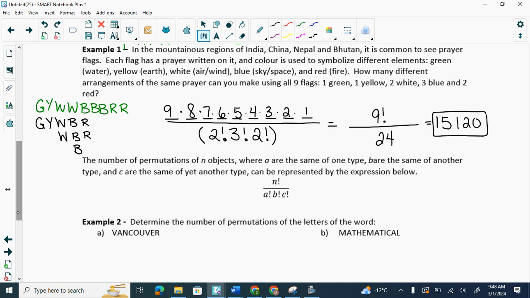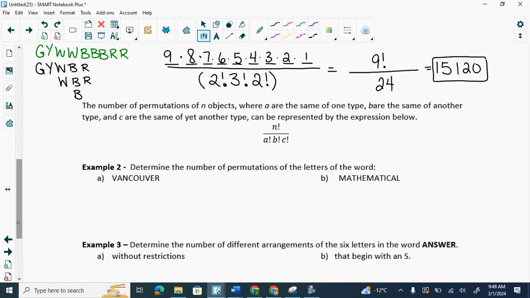So here it justifies that. The number of permutations of n objects where A are the same of one type, B are the same of another type, and C are the same of yet another type can be represented by this: the total on top divided by that, correct? There could be restrictions. It could be the word Vancouver, and then you have to start with a B and end with an R, and then you can't just go 9, 8, 7, 6, 5, 4, whatever, right? Okay. We'll be dealing with those in a second, but not right at this moment.